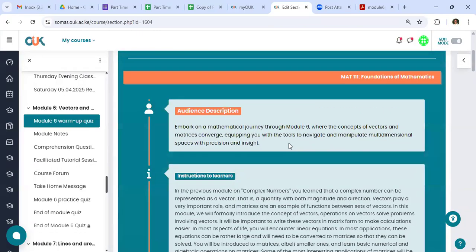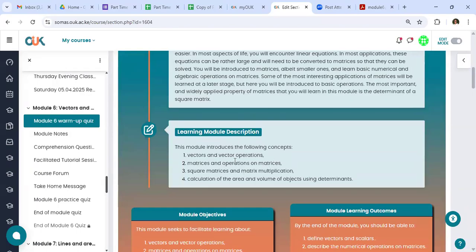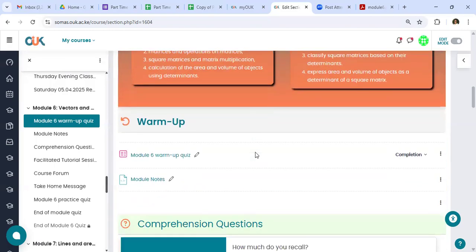In this module, we'll just look at vectors and their properties. Ideally, vectors and matrices give us a way of representing real numbers depending on the definition given. We shall look at vectors and their operations. We look at matrices, at arithmetic operations on matrices, and how you can use properties of matrices to calculate areas of geometric figures and volumes of objects using determinants.